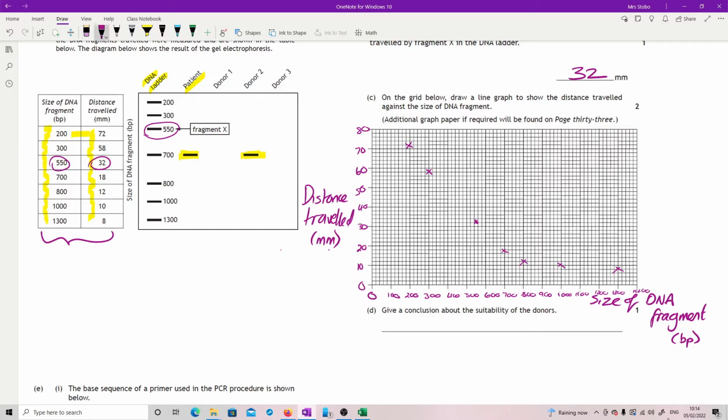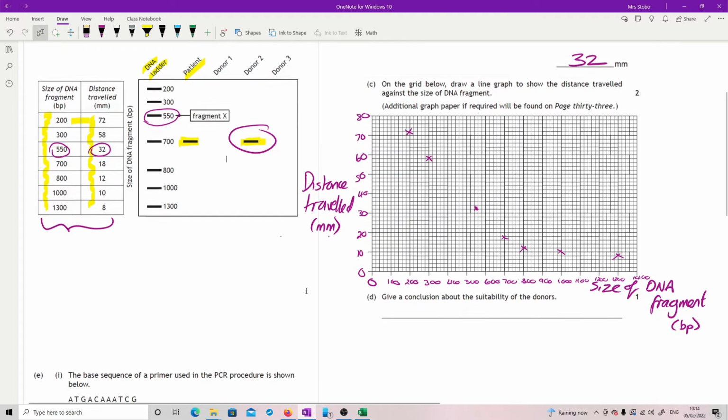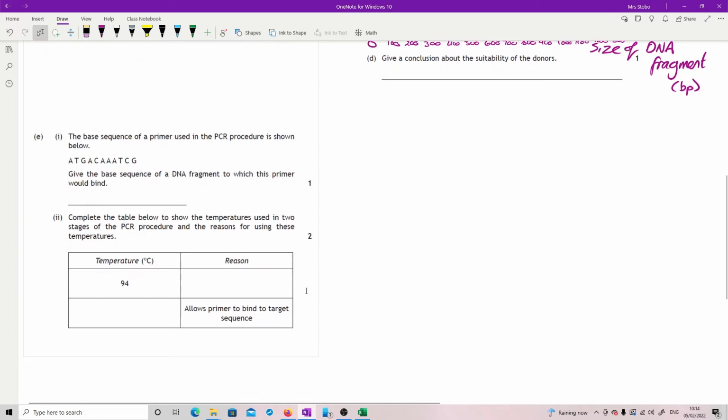Okay. Give a conclusion about the suitability of the donors. Already said this when we were just looking at the data set. Donor 2 is suitable. That's it. Donor 1 and 3 are not. Okay. I suppose that's only if we were looking at one fragment to decide, but that's fair enough.